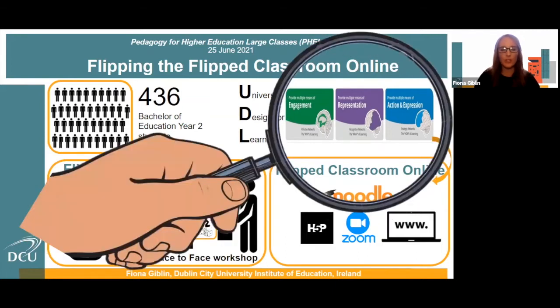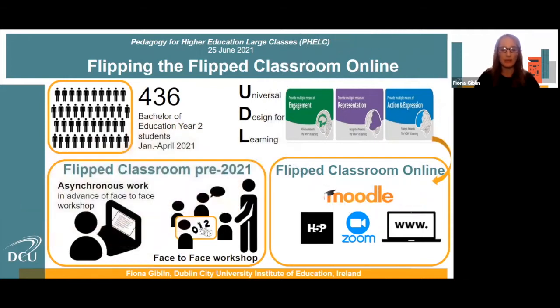In an effort to support the diverse needs and learning styles of 436 students, the Universal Design for Learning framework was utilised to ensure that the student population within the large class could access and participate in the weekly flipped classroom comprising of asynchronous and synchronous learning experiences, facilitated through the use of digital instructional tools.